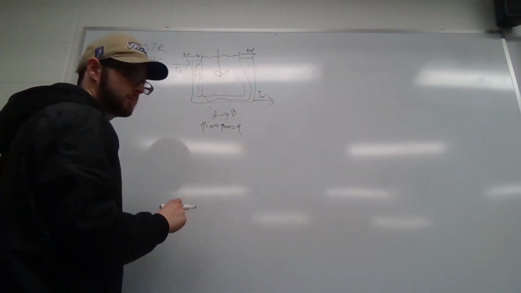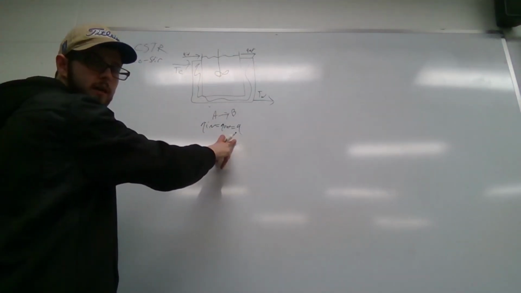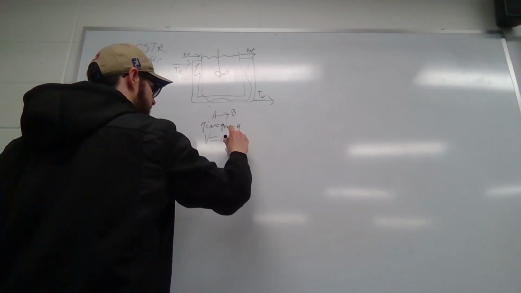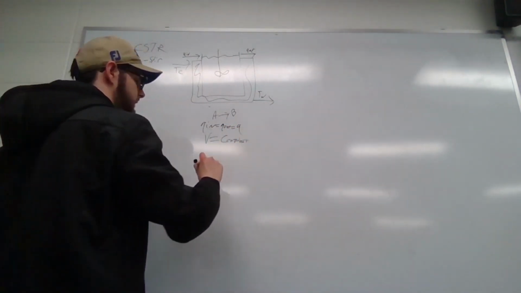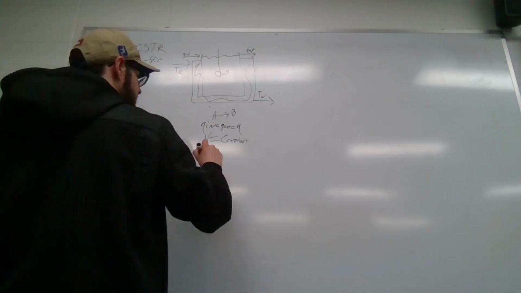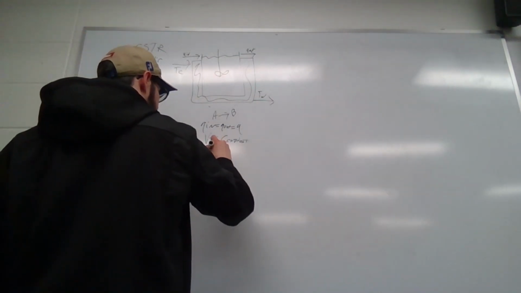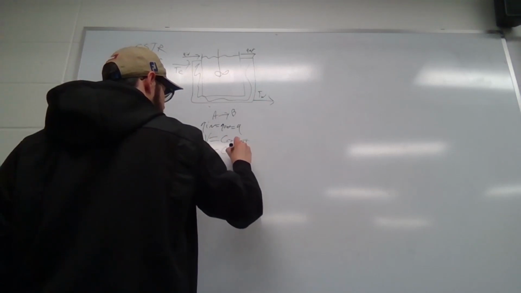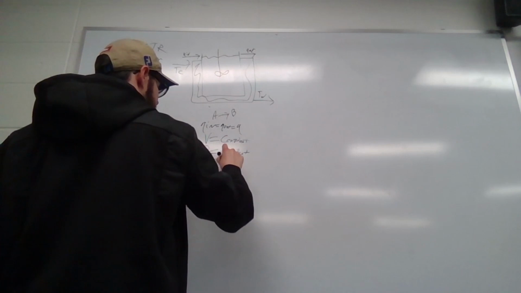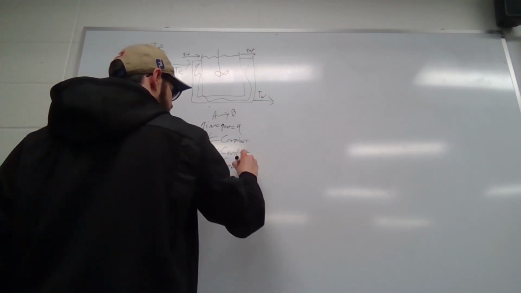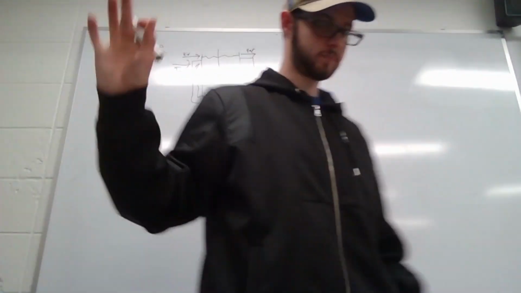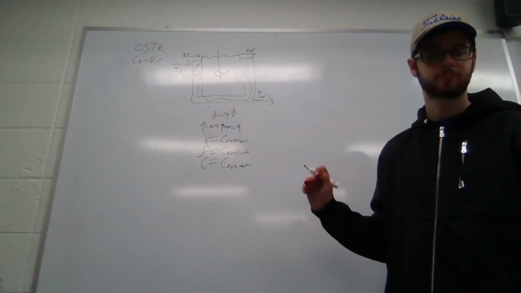Since the rate in and rate out are equal, the volume is constant. And not only is volume constant, but for the sake of simplicity, our rho, or density, is constant as well. We're only given one heat capacity, so that is also constant.